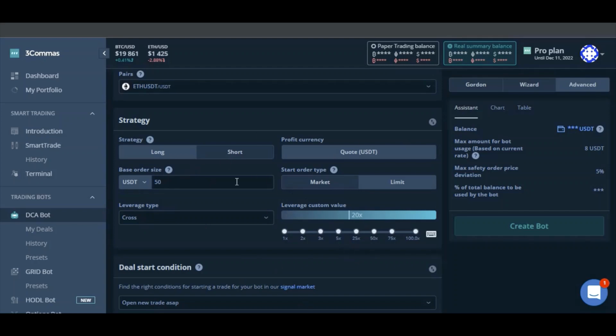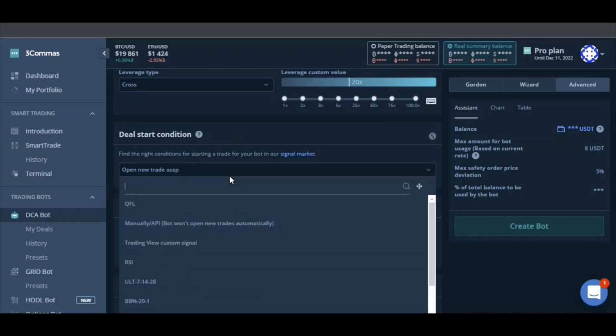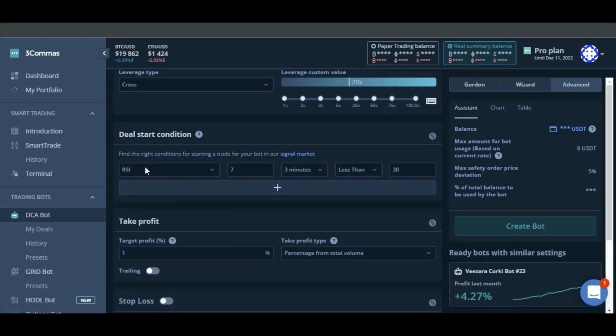So the basic things I have already filled: base order size 50, leverage cross, and leverage 20x, right? So then we can go down to deal start condition. There are so many conditions to start a deal. So for the moment I will select RSI, relative strength index, and I would choose 5 minutes and less than 20 or 30, whatever you can type here.